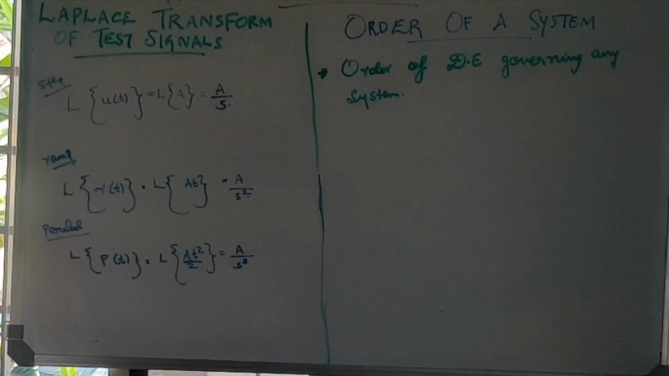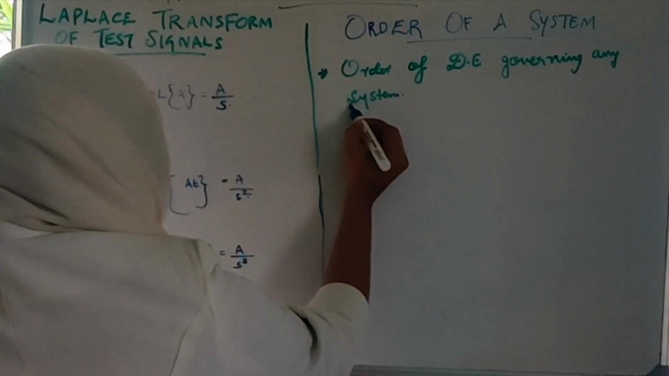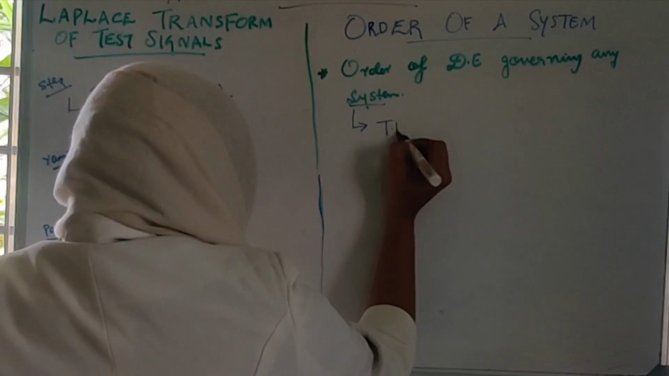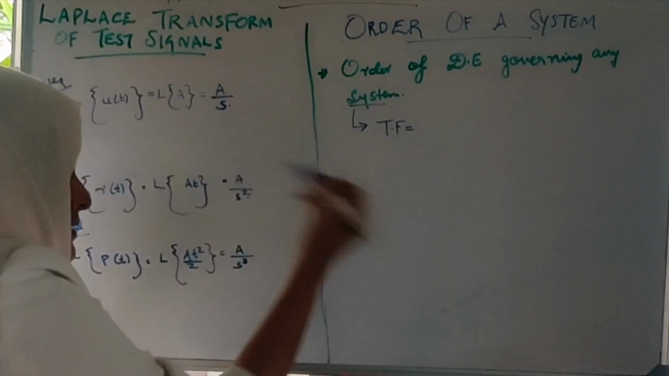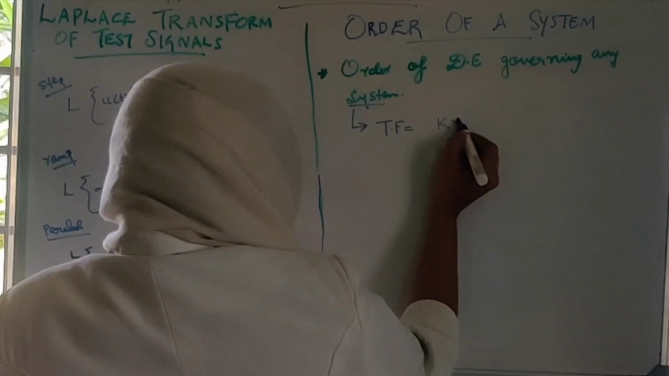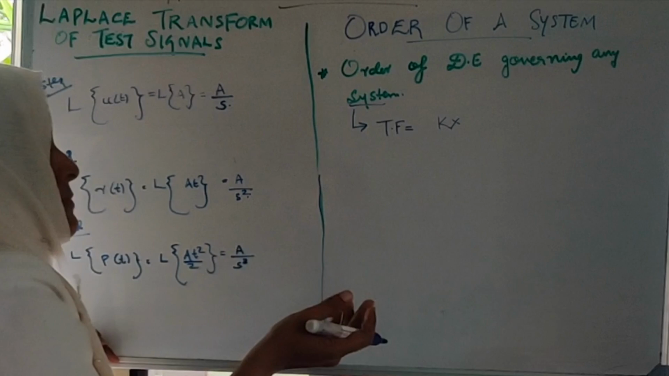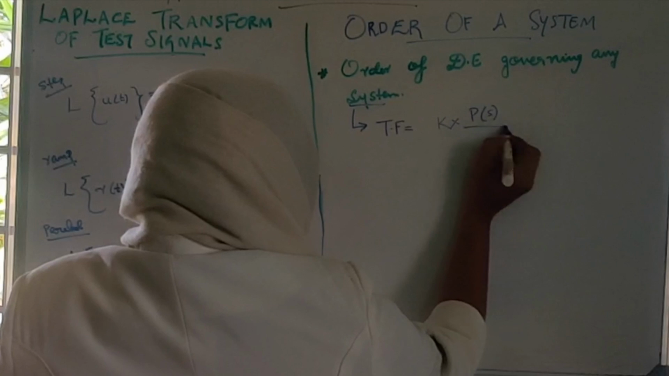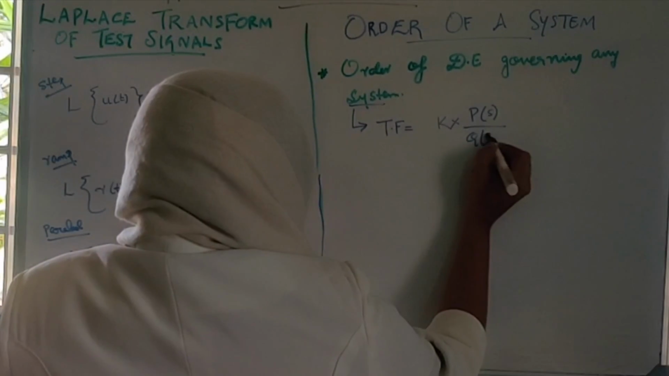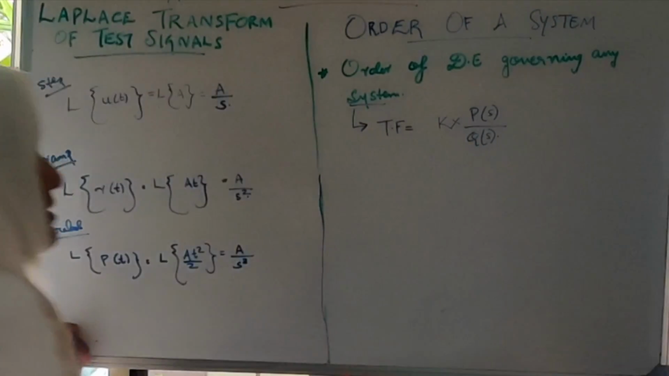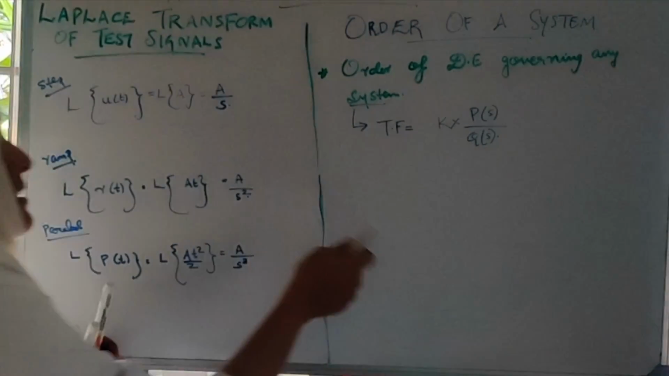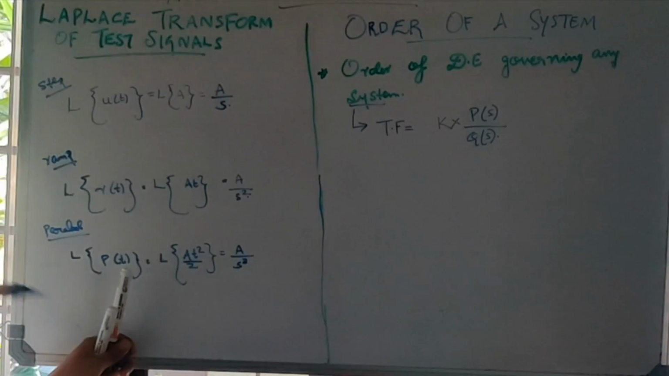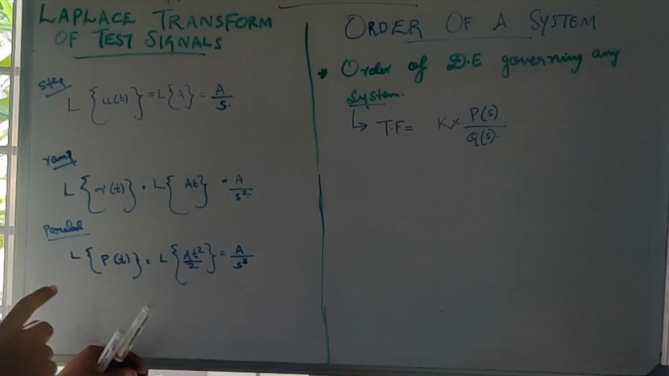In control systems, how do we represent a system? A system is represented using a transfer function, and the transfer function is expressed as a constant K into the ratio of two polynomials, that is P of s by Q of s. The numerator is P of s and the denominator is Q of s. So we can say the order of a system is the number of poles of the transfer function.